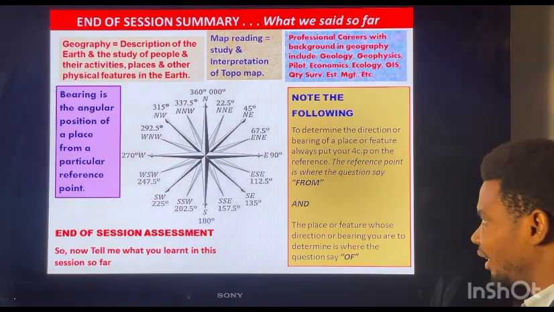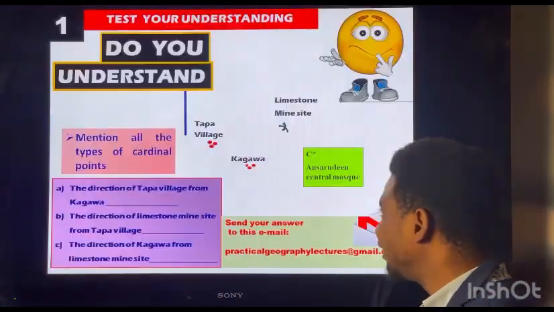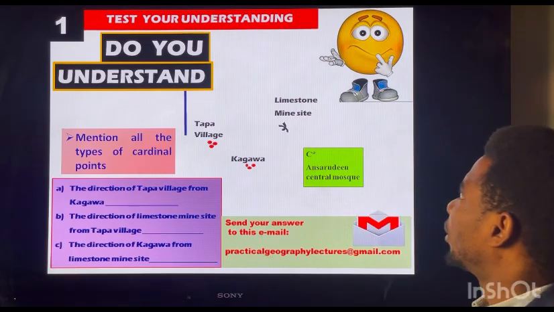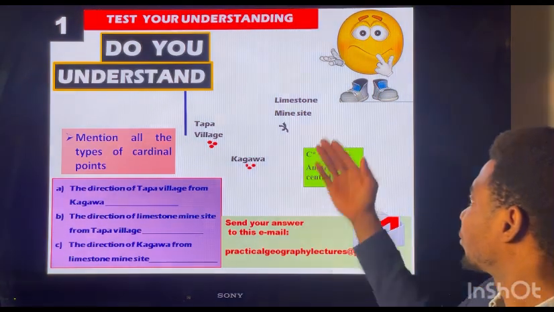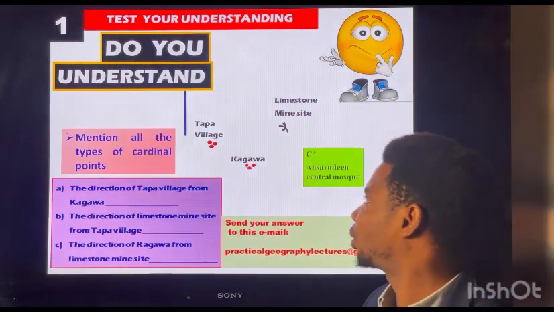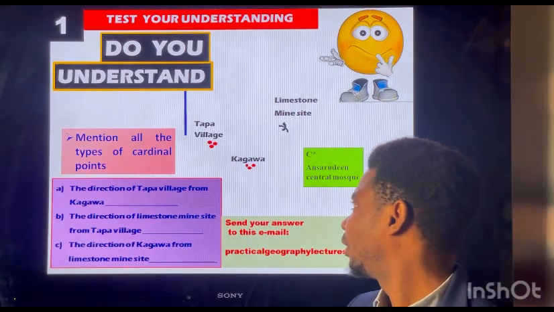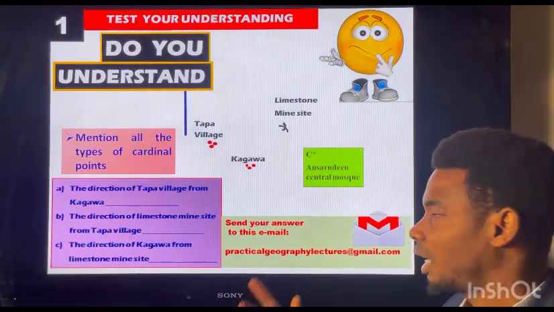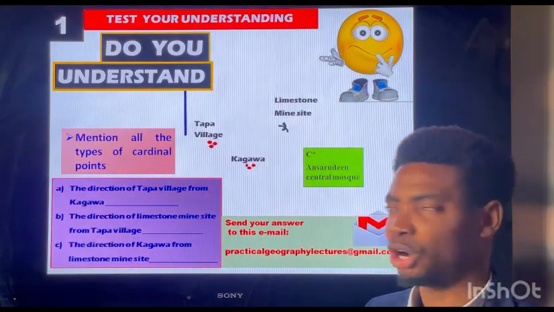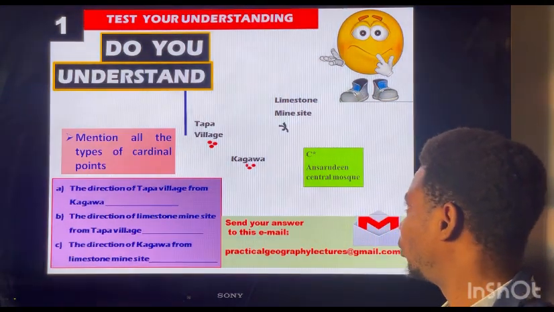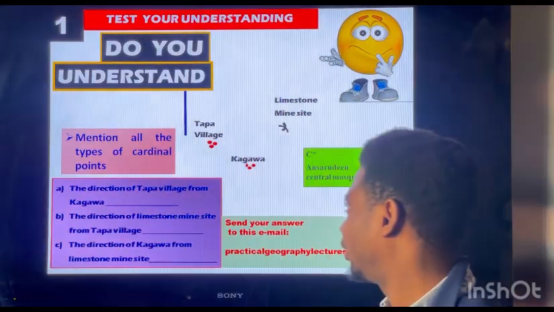So that is the end of session. I want you to tell me what you've learned so far in this session. So test your understanding. What do you understand? I want you to mention all the types of cardinal points that we have in practical geography, and I want you also to put in the comment section what you understand by each of those cardinal points.